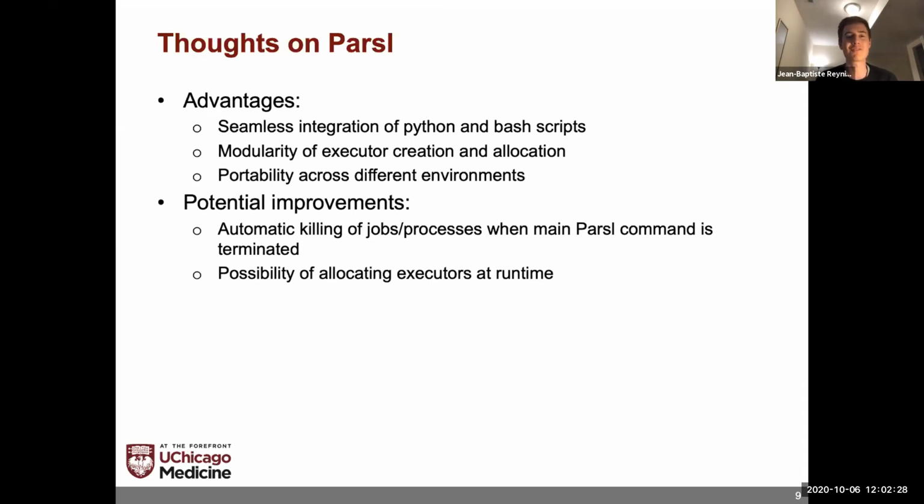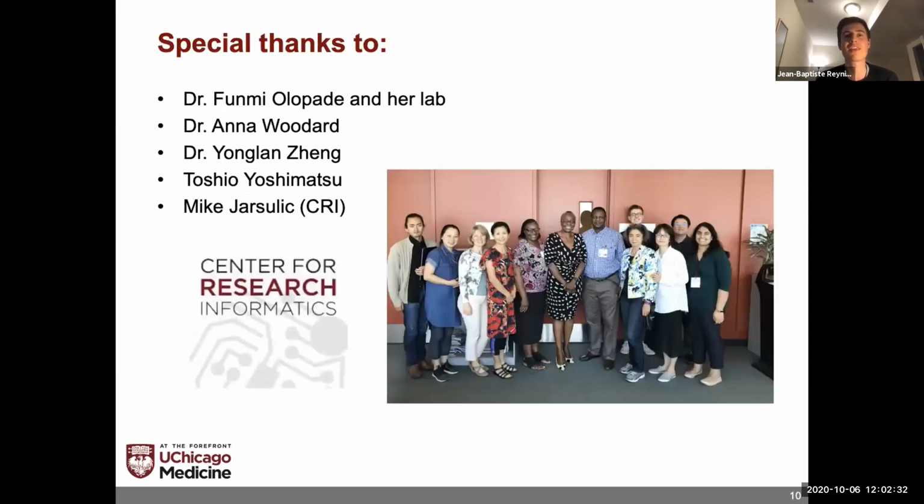Anyways, thank you to everyone at Parcel for implementing this tool. It's very useful. I also want to thank everyone in my lab for help in my research.